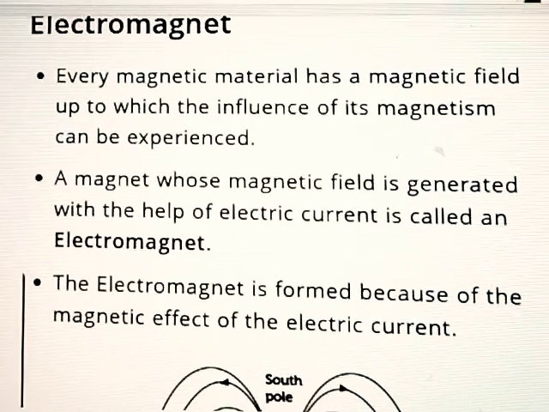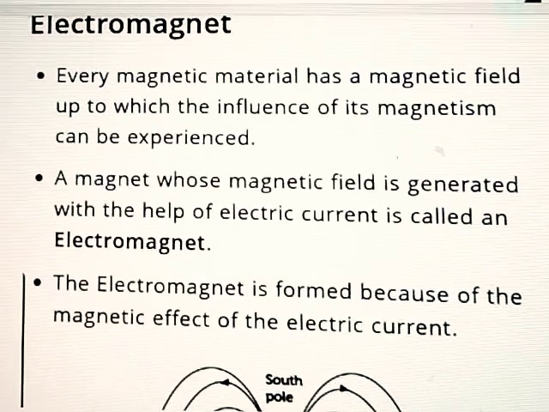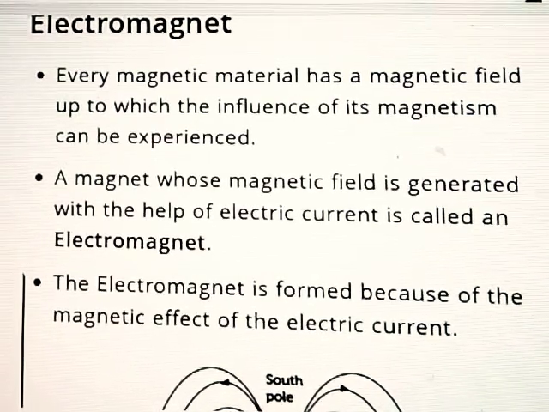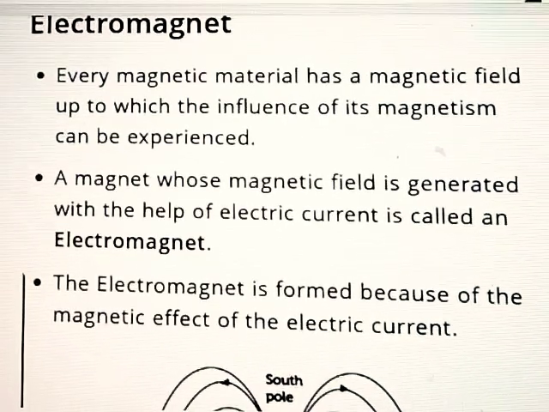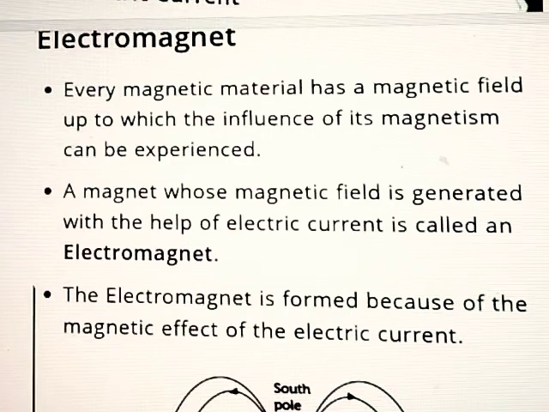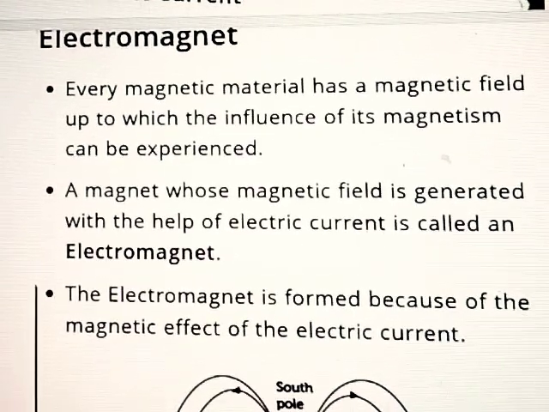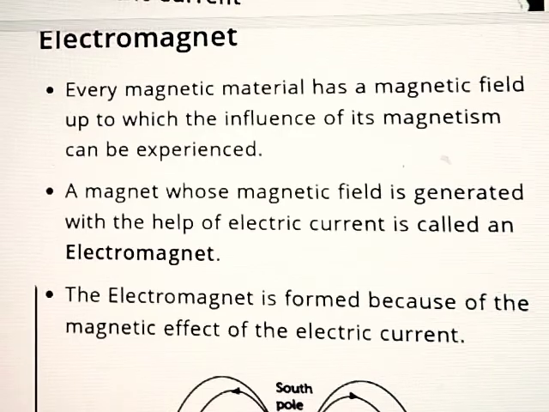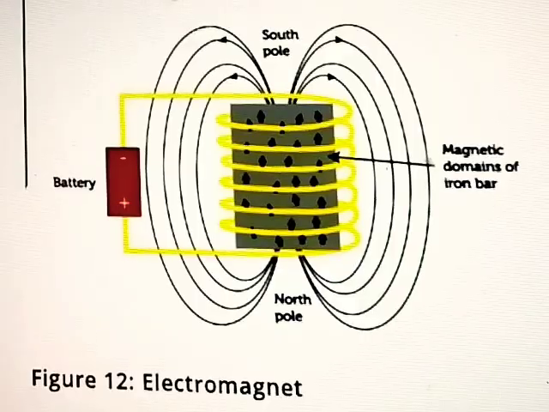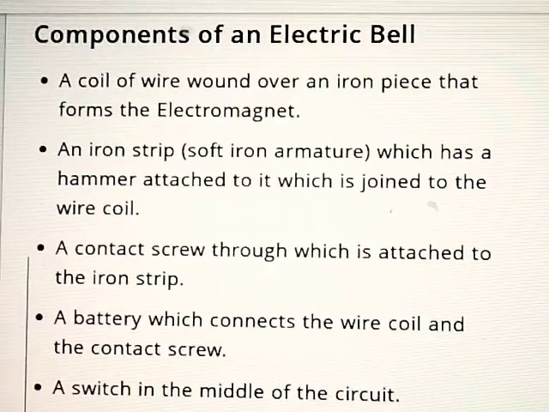Electromagnet. Every magnetic material has a magnetic field up to which the influence of its magnetism can be experienced. A magnet whose magnetic field is produced with the help of electric current is called an electromagnet. The electromagnet is formed because of the magnetic effect of the electric current. Electric bell. Components of an electric bell.